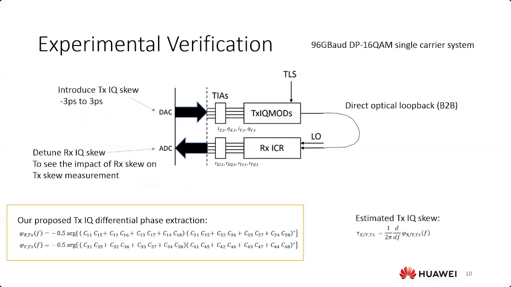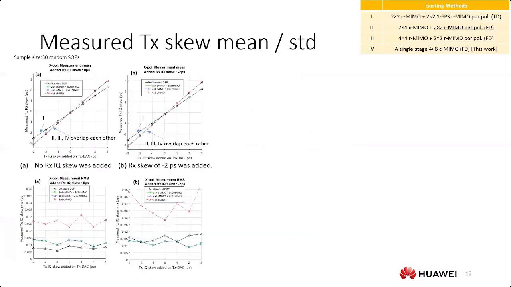And we also try to do the skew measurement. For example, we introduce some skew at the transmitter and also add some skew at the receiver to see its impact on the phase extraction. So here shows our result.